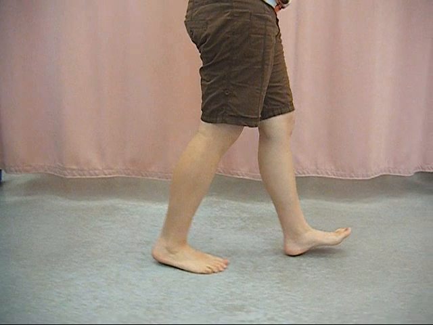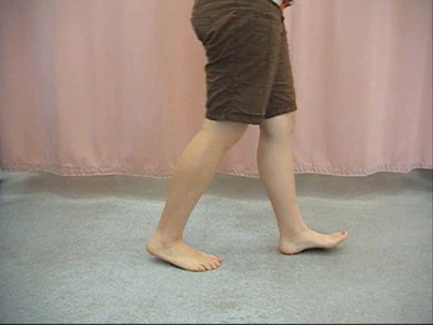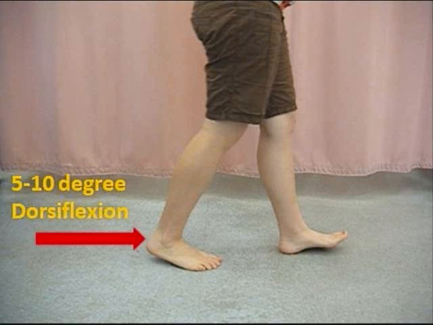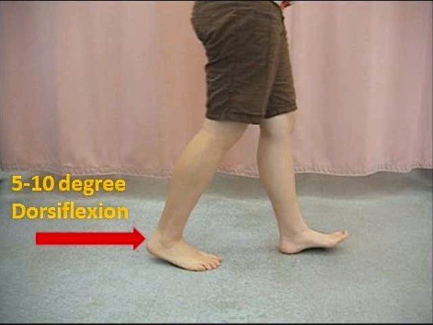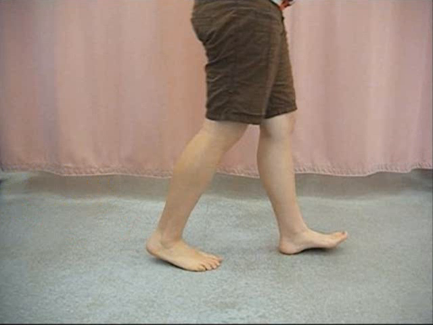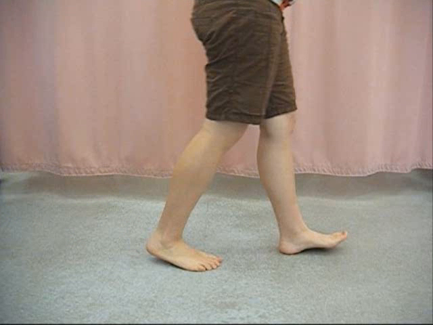Heel off. Heel off begins at 40% of the gait cycle. Heel off occurs just after mid-stance as the lower leg and ankle begin to push off to propel the body upward and forward. This phase begins as the heel breaks contact with the ground. The ankle continues to dorsiflex to about 10 degrees. This stretches the Achilles tendon, which prepares the calf muscles for propulsion.